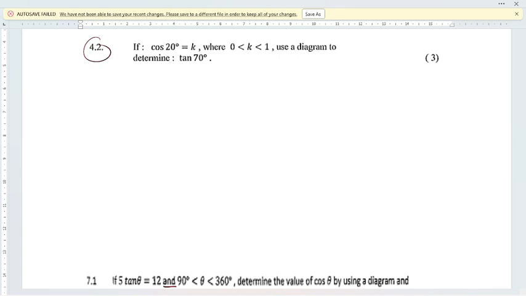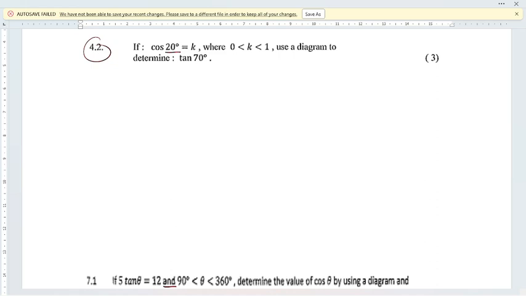Now, they're saying if cos of 20 degrees equals k, where k is between 0 and 1, use the diagram to determine tan of 70. So we need the tan of 70 again. Now, the question is over. Use the diagram. So let's have a look.